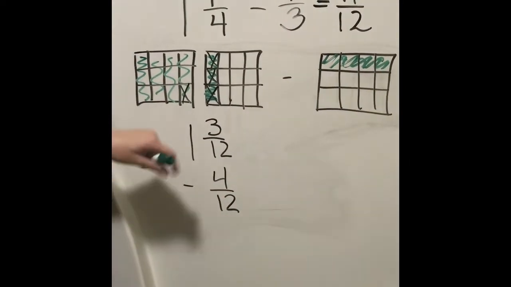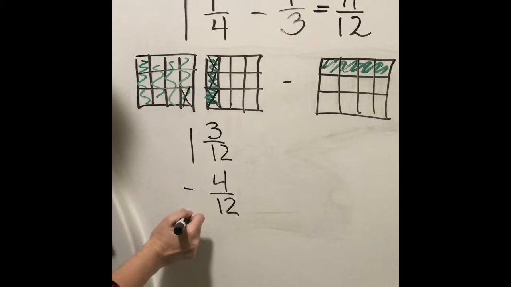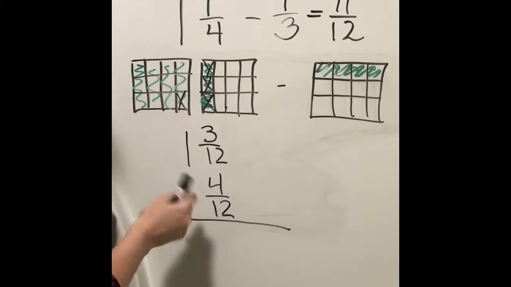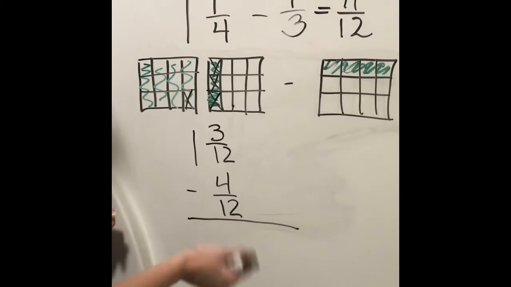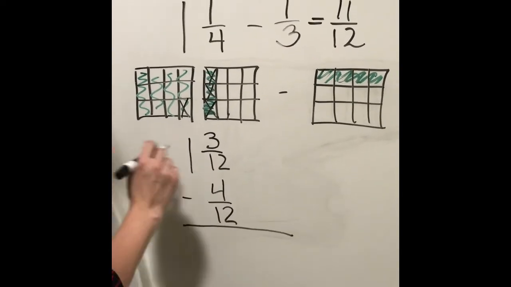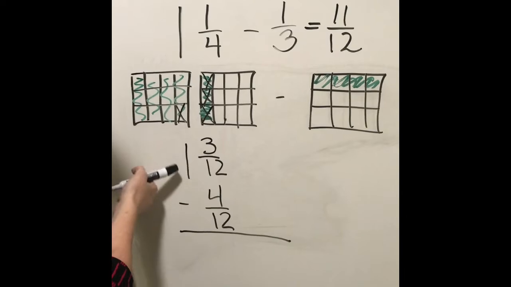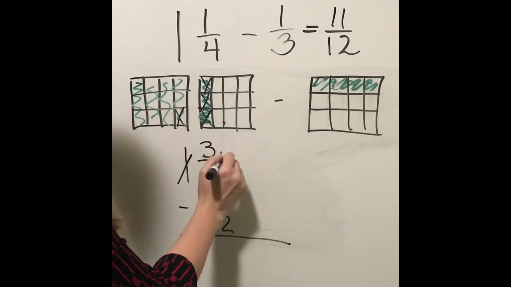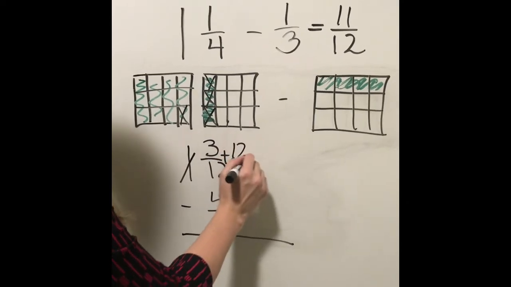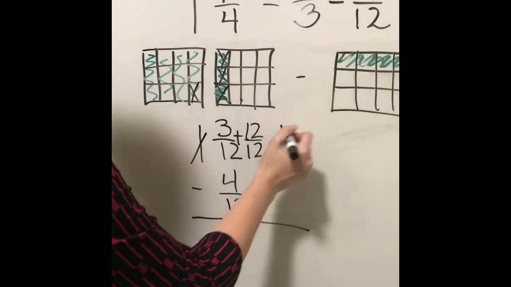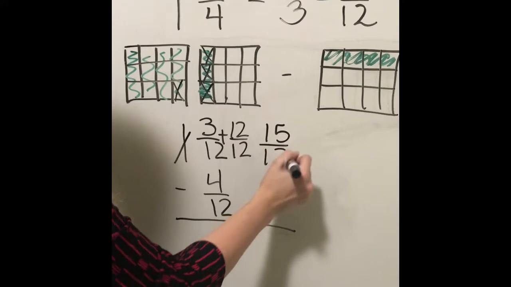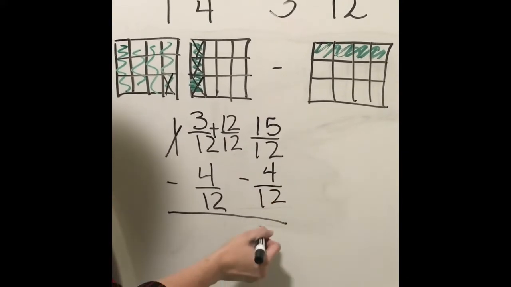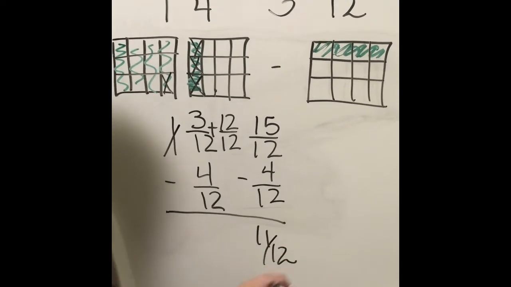Now if you didn't use the model, you would notice that when you try to subtract 4/12 from 3/12, you need to use the whole number. So I'm going to rename the whole number, and we know that it can be renamed as 12/12. So I'm going to add that to my 3/12, which gives me 15/12 minus 4/12, and I get the 11/12.